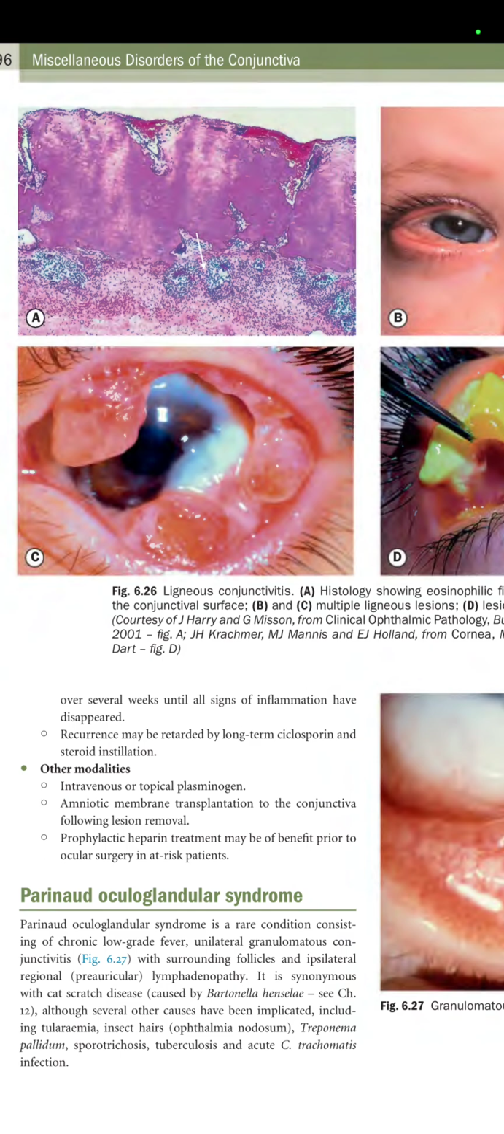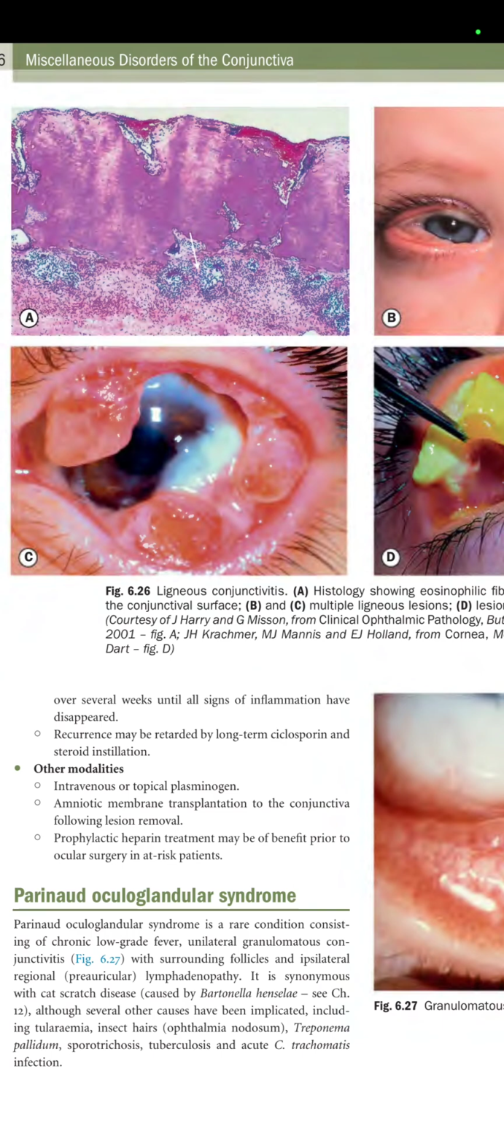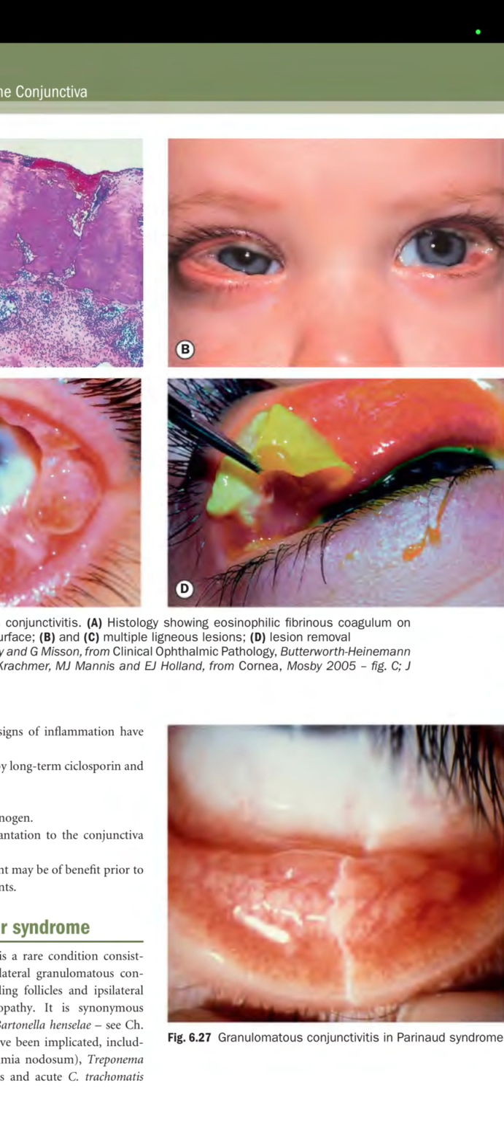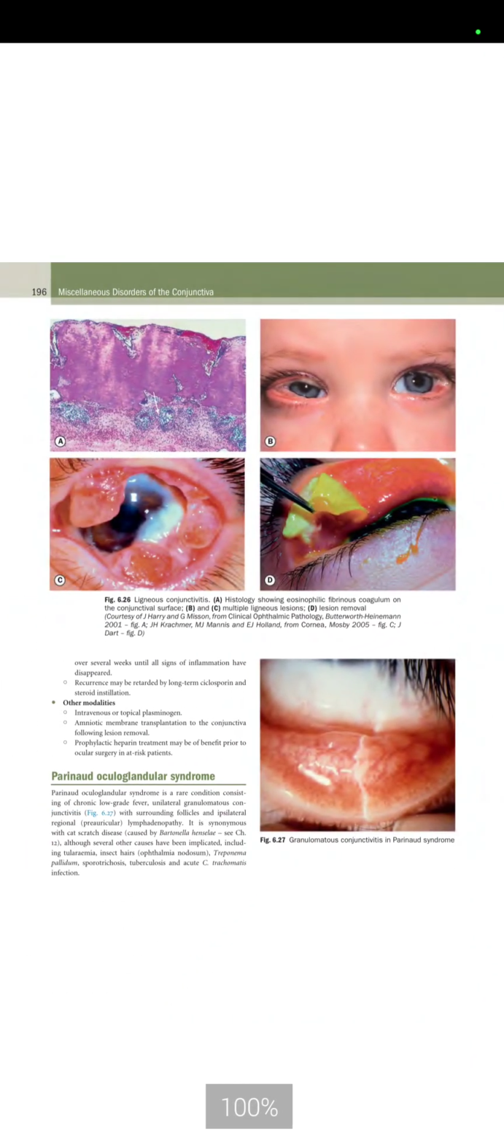It is synonymous with cat scratch disease caused by Bartonella henselae, although several other causes have been implicated, including tularemia, insect hair, ophthalmia nodosa, Treponema pallidum, sporotrichosis, tuberculosis, and acute Chlamydia trachomatis infection. So one thing you must recall: what is the most important organism associated with Parinaud oculoglandular syndrome? It is Bartonella henselae. So this is a granulomatous conjunctivitis and Parinaud syndrome.